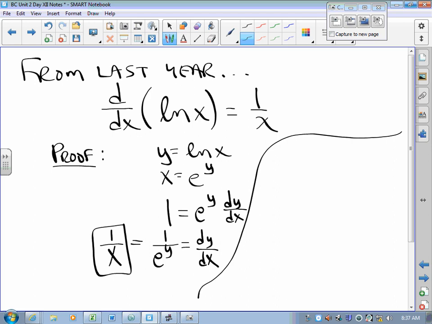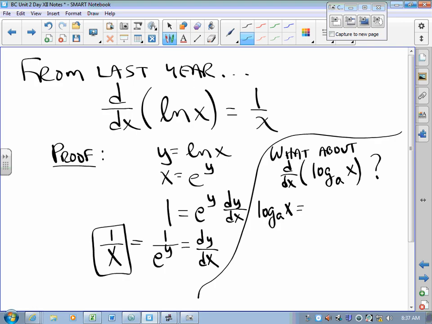As an aside, what about the derivative with respect to x of logs of some other base? Well, how do we rewrite? We rewrite using the change of base rule for logs. And the change of base rule for logs says that the log in some base I don't know is equal to the log of some base I do know divided by the log in that base that I do know of the base that I don't know.